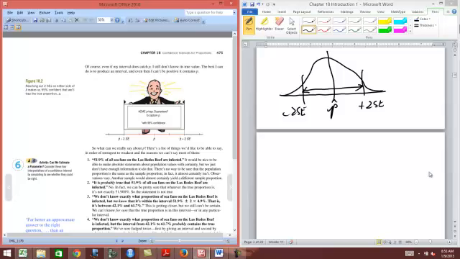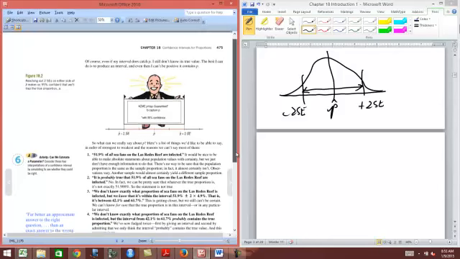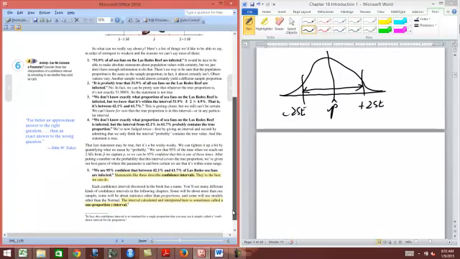Now, what does this mean? Let's go through a list of statements here that are wrong. Number 1, 51.9% of all sea fans are infected. Absolutely not. 51.9% is p hat. Okay? P hat is not p.